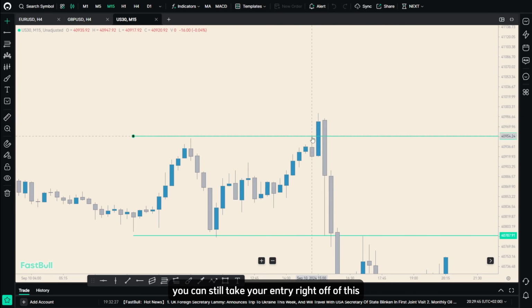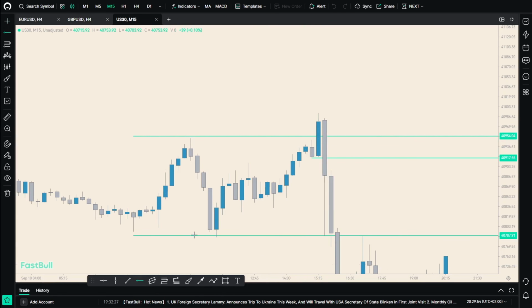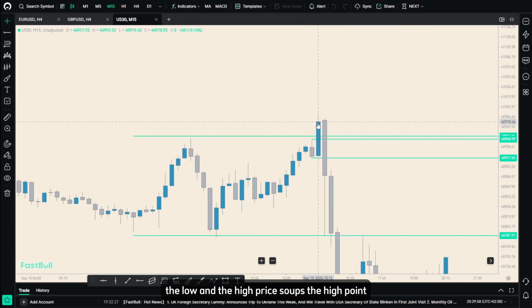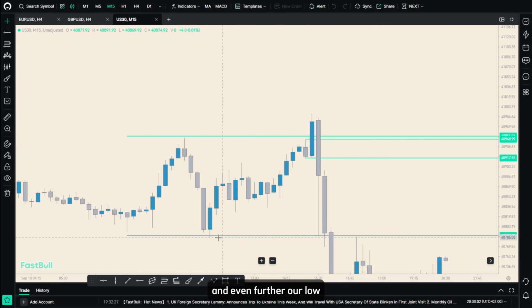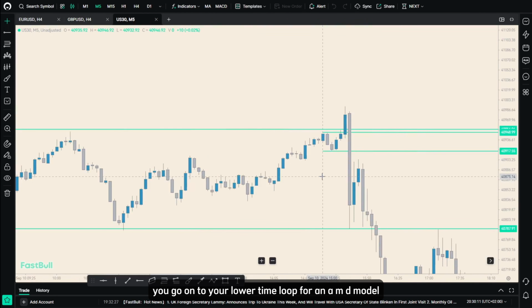And then from this point, you can still take your entry right off of this because, right, here is our 15-minute candle that just formed up before that. The 15-minute CRT. Right over there. The low and the high, price sweeps the high point. And now we have two lows that price can target. The 15-minute CRT low and even further, our low of the 4-hour time frame, okay? And from this, you go on to your lower time, look for an AMD model.